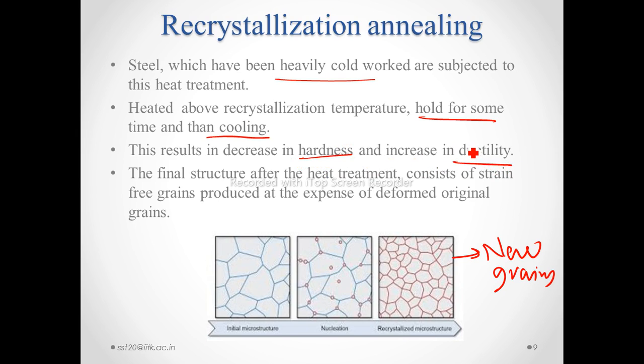Hardness and ductility are inversely related. If we compromise on hardness, then the ductility is improved. The final product that we obtain from this heat treatment is strain-free grains, produced at the expense of the deformed original grains.